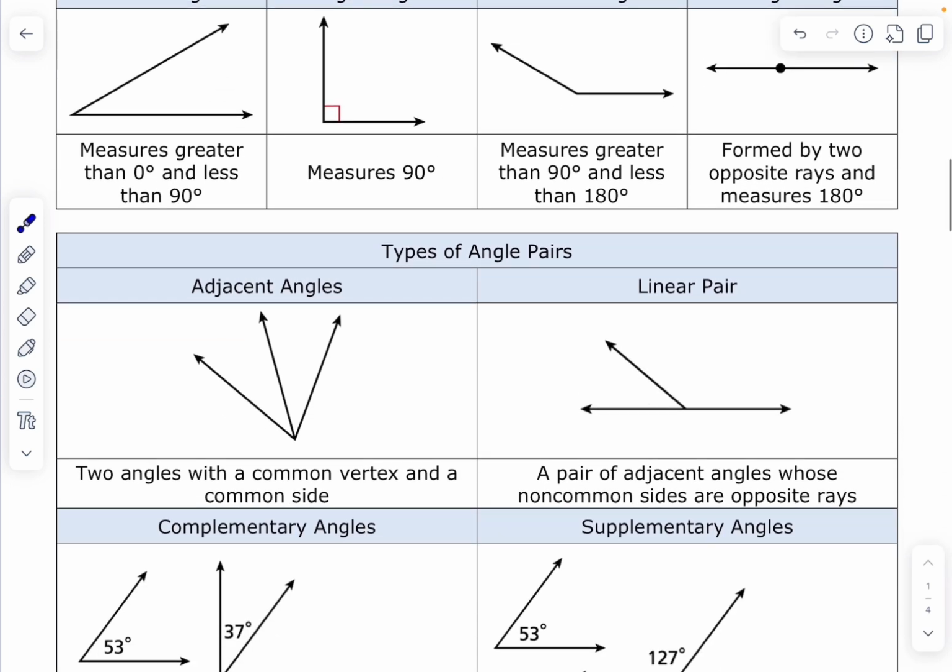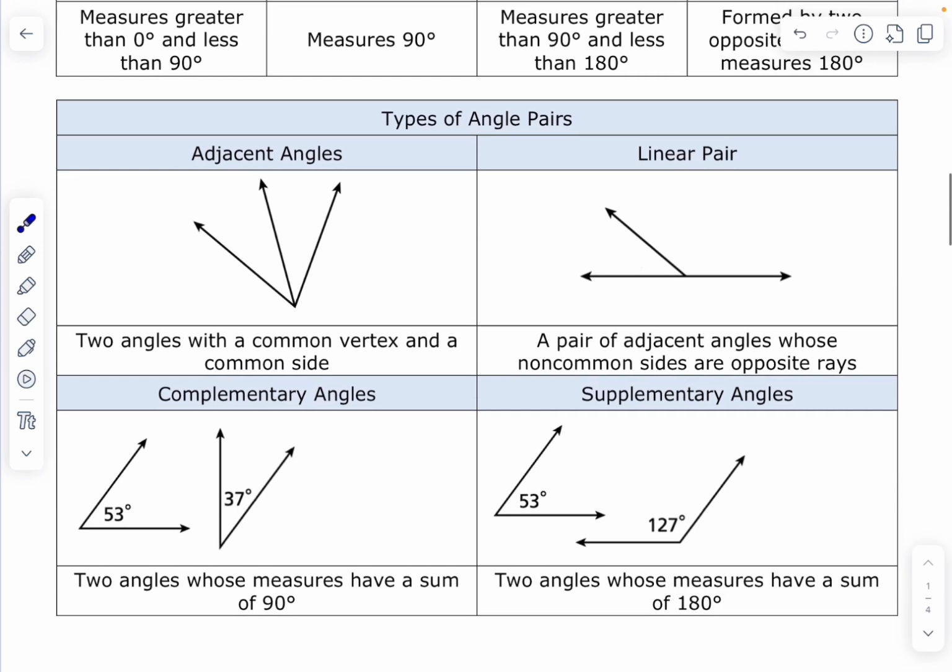We can also classify angles based off of angle pairs. So adjacent angles here are two angles with a common vertex, so in this case right here, and a common side. So we have two angles here which share this common vertex and that common side. For the sake of it, we'll label these A and B. Those are adjacent angles.